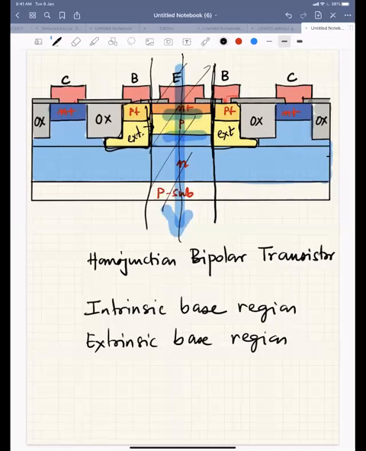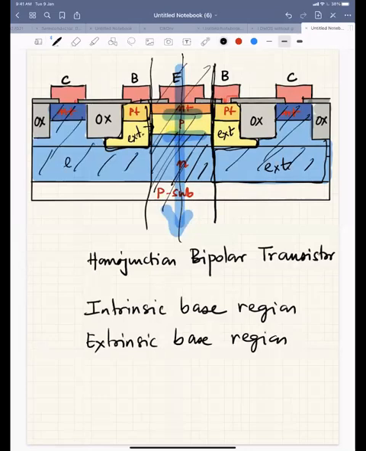And similarly, if you look at the collector, this part is your intrinsic part, because this defines the characteristic of your bipolar junction transistor. But the other region, because you have to take a contact, so n plus, this whole region is my extrinsic part for the collector. And this region here is also the extrinsic part of your collector.